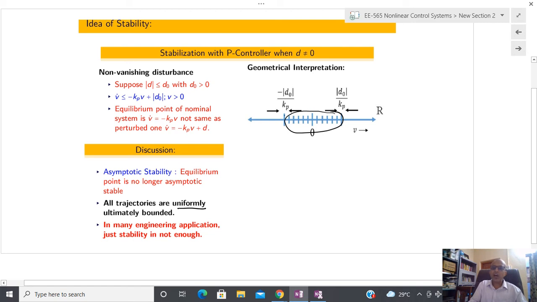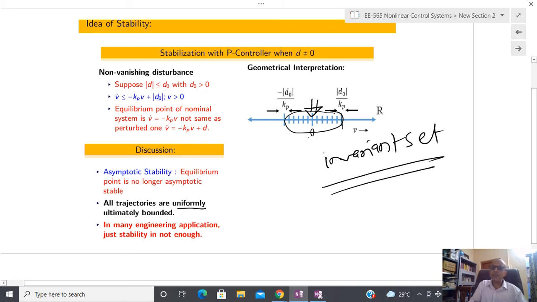Okay, so now you can interpret that I have some kind of invariant set. Invariant set means if you start from this set, you are going to stay inside this set. So I have some kind of invariant set instead of some point. And that kind of notion is called uniformly ultimately bounded. And this kind of stability we generally do not desire in the case of engineering systems.